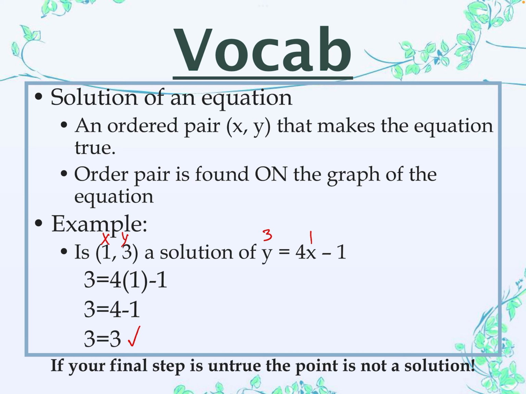If your final step is untrue, if that statement was not true, like 3 equals 7, not true, then the point would not be considered a solution.